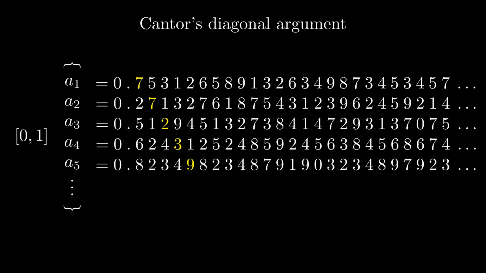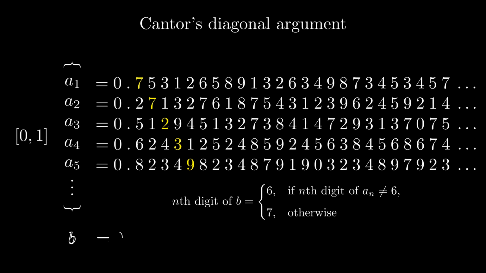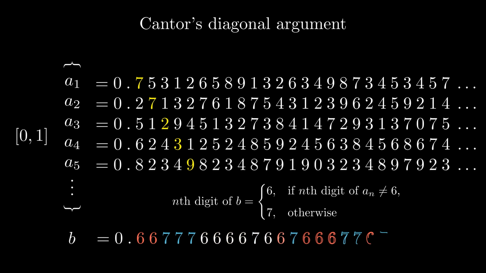we highlight the numbers on the diagonal, and define a new number b as follows. We define the first digit after the decimal point of b to be 6, unless the same digit in A1 is also 6, in which case we bump it up to make it 7. For the second digit after the decimal point, we do the same thing. It will be 6 unless the second digit of A2 is the same, and in that case we'll make it a 7. This process keeps going, and in general, the nth digit of b is 6, unless the corresponding digit in An is 6, then we make it 7.